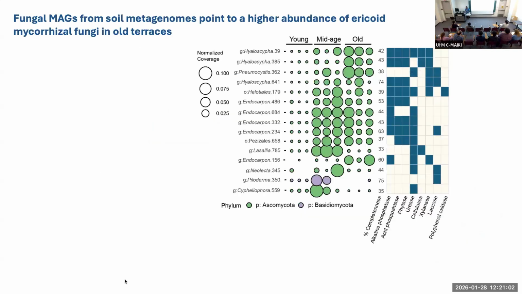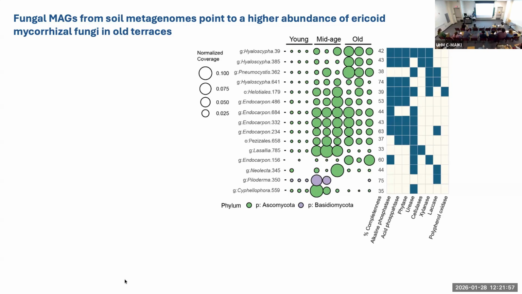So, let me show you the next one. Fungal MAGs from soil metagenomes point to a higher abundance of ericoid mycorrhizal fungi in old terraces. What you see in this plot is the normalized coverage, represented by the size of the circles of these MAGs. You will see the different fungal MAGs that we were able to assemble and their distributions among the terraces, and you can see the completeness here. In this plot, you can see the presence or absence of genes potentially coding for alkaline phosphatases, acid phosphatases, phytases, ureases, cellulases, xylanases, laccases, and even polyphenol oxidases, indicating that these fungi have the potential to perform these tasks that you see there.